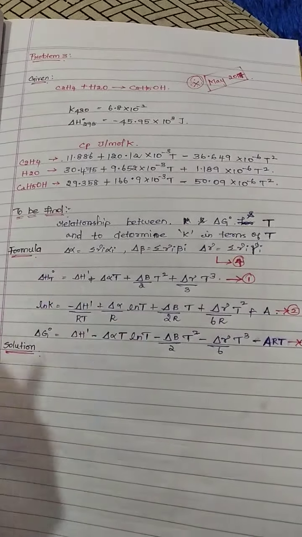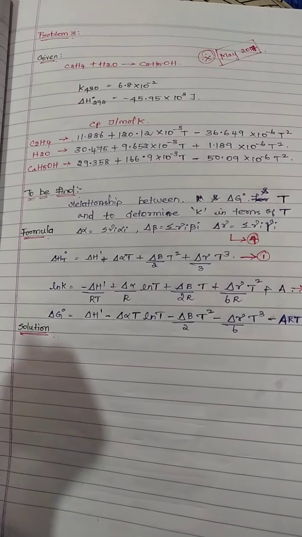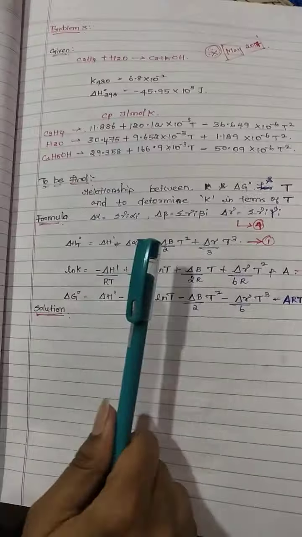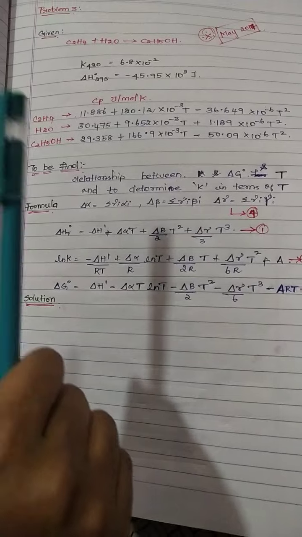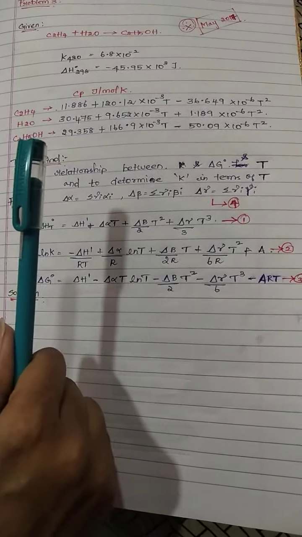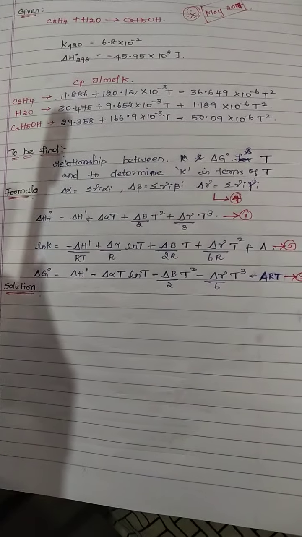So if you see in the previous two problems, our del H is constant. We didn't go for the del H variation. So this is the third problem. In this problem, we don't have del H naught as constant. Here it is varying with respect to temperature. Okay. So we'll go to problem 3.